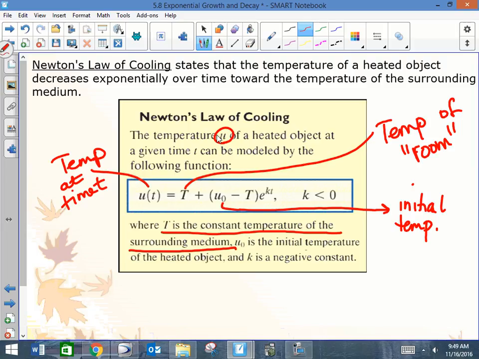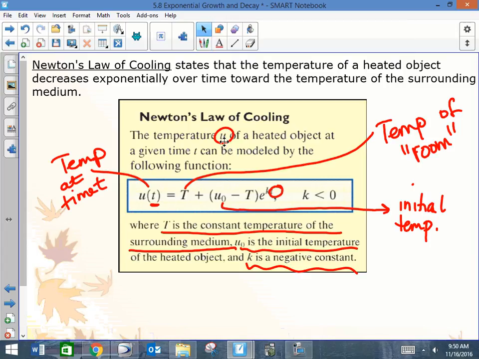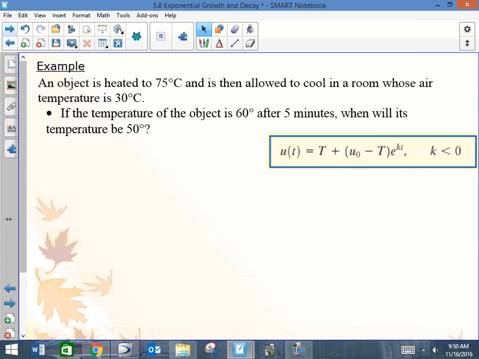K is your rate of growth. And K is going to work out. Don't worry. Oh, remember, it has to be negative. It's all going to work out if you put it in there right. U sub 0 is the initial temperature. And then T, of course, is the same T that matches right here. So I'm going to give you the formula. I would encourage you, when you study it, to know what it all means, because that's the key.